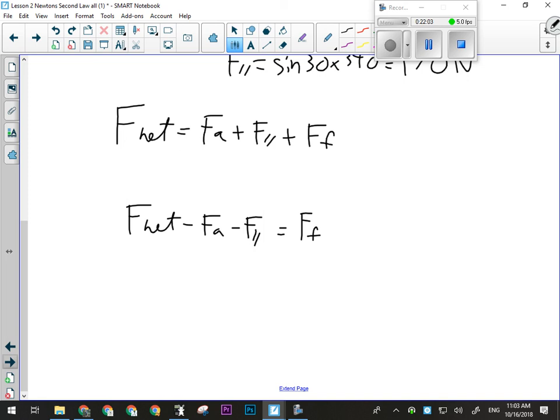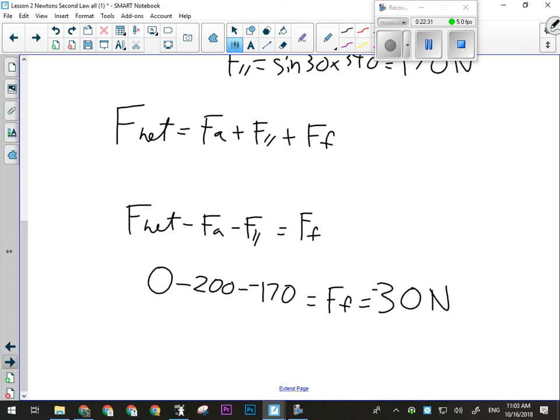All right. Have I still done all the same things I did in any other question? Mass times acceleration gave me 0 because the acceleration was 0. Now I'm doing sum of all forces. So I've got the net force being 0 minus the applied force, 200, minus negative 170, because it's down the ramp, equals force of friction, which is negative 30 newtons, or 30 newtons more accurately, down the ramp.